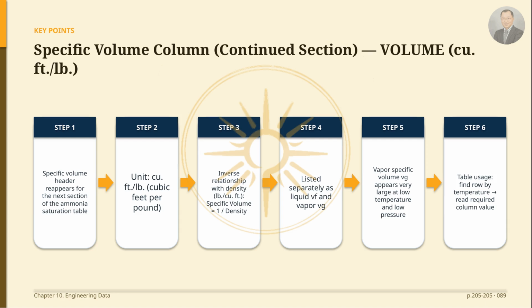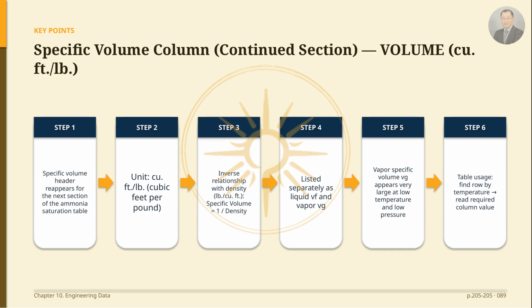I'd like to introduce the specific volume column that reappears in the next section of the ammonia saturation table. The unit is ft^3/lb, and it has an inverse relationship with the density in the same section. That is, specific volume is 1 divided by density. Specific volume is also divided into liquid specific volume VF and vapor specific volume VG. Notably, under low temperature and low pressure conditions, the vapor specific volume has a very large value.